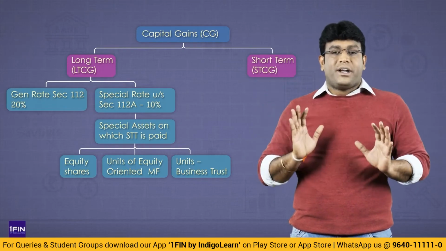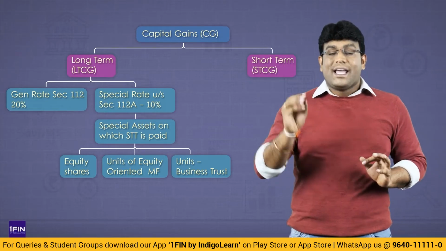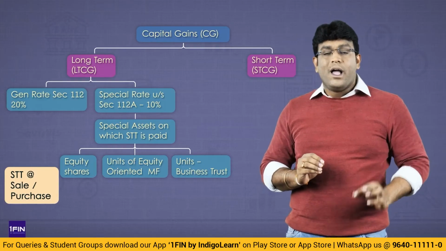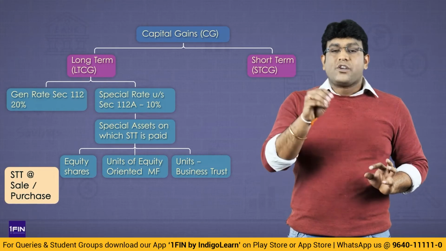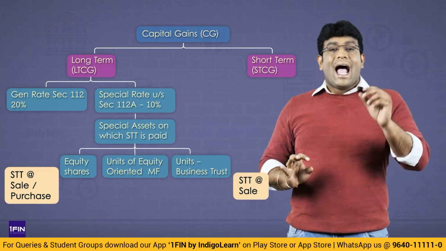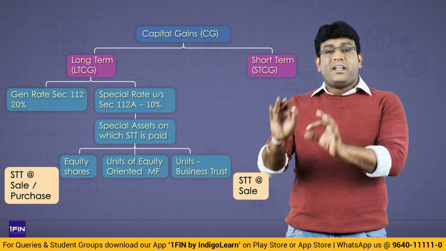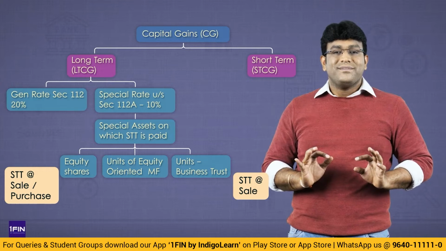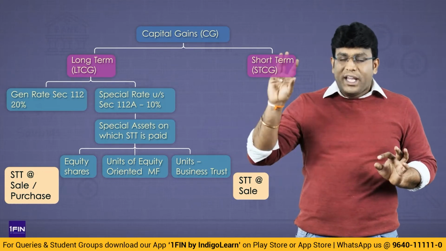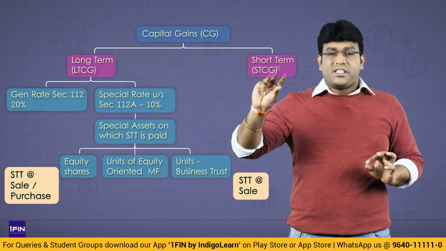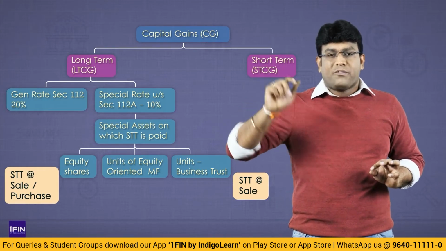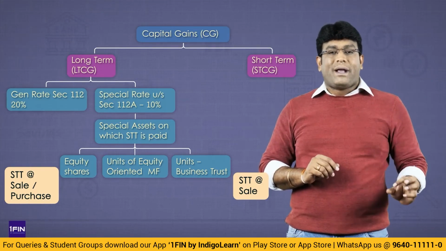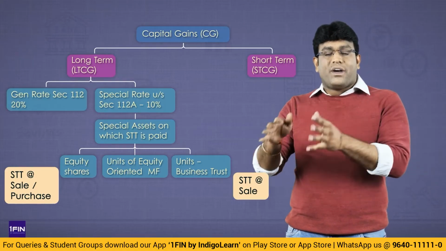It is automatically deducted. And they told one interesting point: in case of equity shares, STT should have been paid at the time of purchase also, and at the time of sale also. And in case of units of equity oriented mutual fund and units of business trust, if STT is paid at the time of sale, that is enough for this section to apply. You're getting my point, my dear friends? Exactly. So for equity shares, this section will apply only when STT is paid at the time of purchase and at the time of sale. But for units of equity oriented mutual fund and units of business trust, if STT is paid at the time of sale, that is enough. Still section 112A will apply.